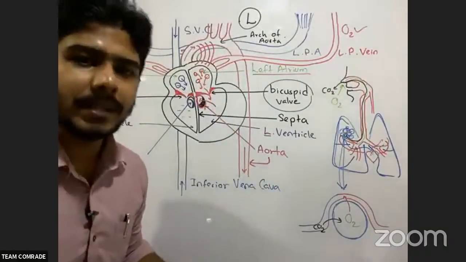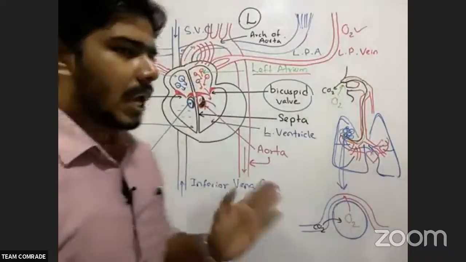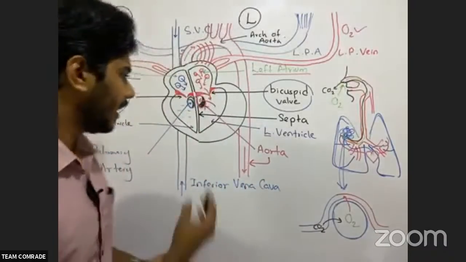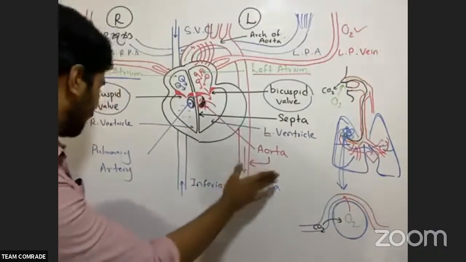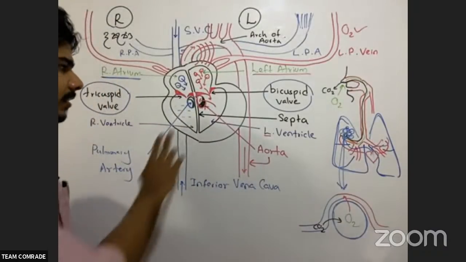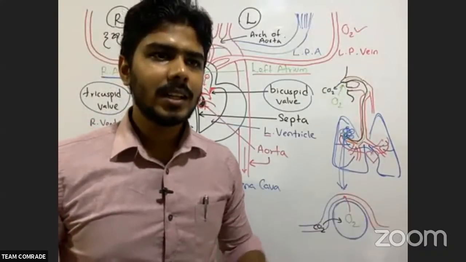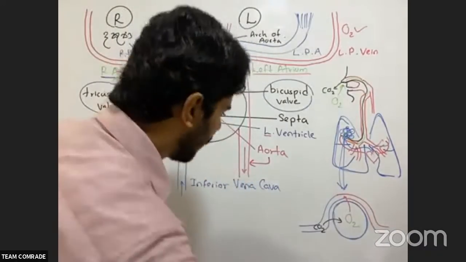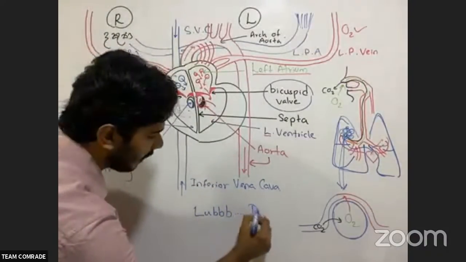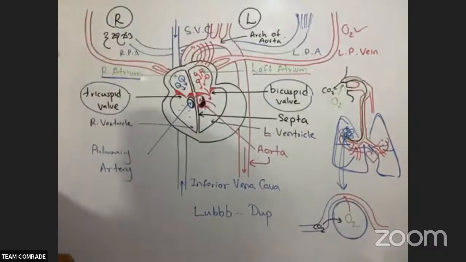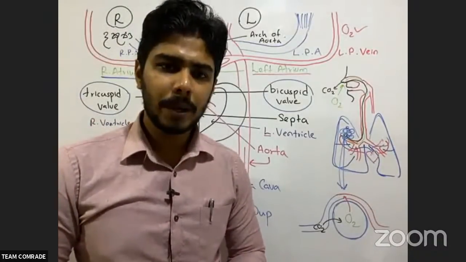So how is the lub formed? When the bicuspid valves are closing, lub. Then after the blood goes here, both openings, the aortic opening and the pulmonary artery opening, will close by the semilunar valves. Then it's called dub. So lub is a bit longer sound, then dub is a very short sound. That's how you hear it: lub, dub, lub, dub, lub, dub.